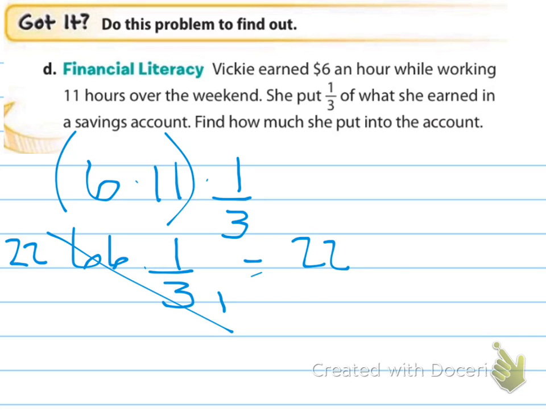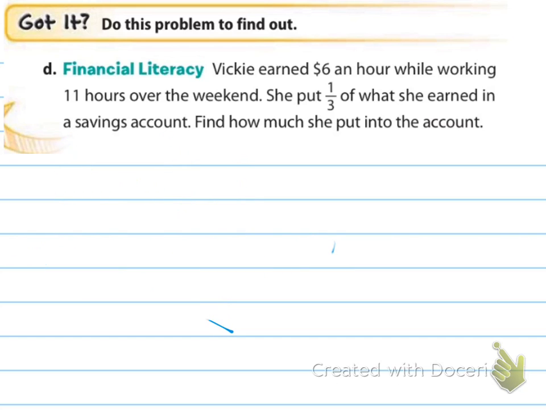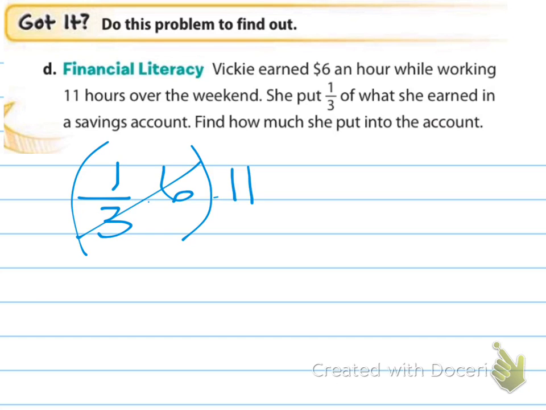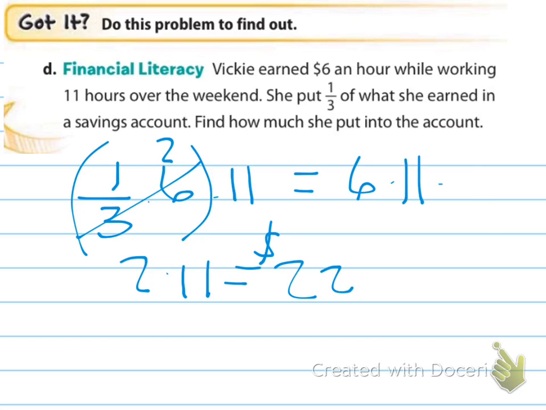So $22 into savings. Or you could write the equation like Dakota did in first period, where he said 1/3 times 6 times 11, and he took care of the 1/3 times 6 right away, because you can cross simplify there and get 2, and then 2 times 11 is $22. So either way, she's got $22 that she put in her account. Those were both equivalent, that you could do 6 times 11 times 1/3, doing 6 times 11 first, or you could do 1/3 times 6 first times 11. So it's completely up to you which order you'd like to do this in.